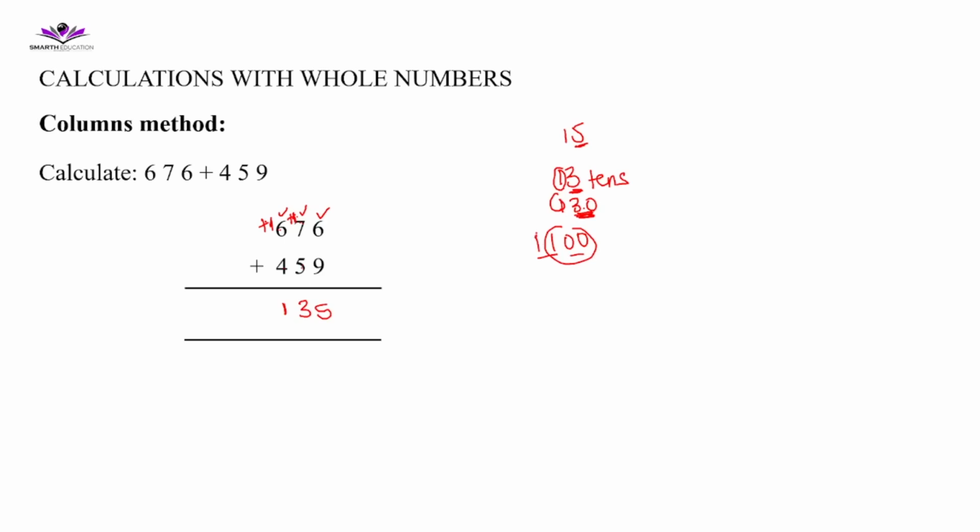1. This one is 1,000. So it comes in here. So we add it under the thousands like this. And then it becomes 1,000 plus 0, which is 1. So this is how we add the numbers using the columns method.